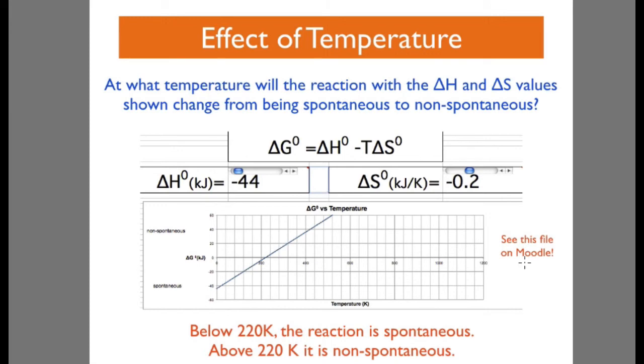There's a file on Moodle that you can have a look at and just have a play around with this thing, but just have a quick look at this. It says at what temperature will the reaction with the change in enthalpy and change in entropy values shown change from being spontaneous to non-spontaneous. You can see we've got temperature along the bottom here, and we've got Gibbs free energy on the y-axis. When Gibbs free energy is negative, below here it's spontaneous, so anywhere below this temperature here is going to be spontaneous. Anything above this temperature is going to be non-spontaneous. So below about 220 Kelvin, the reaction is spontaneous. Above 220 Kelvin, it is non-spontaneous.